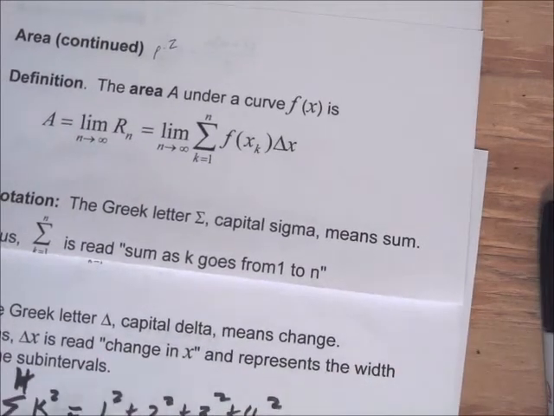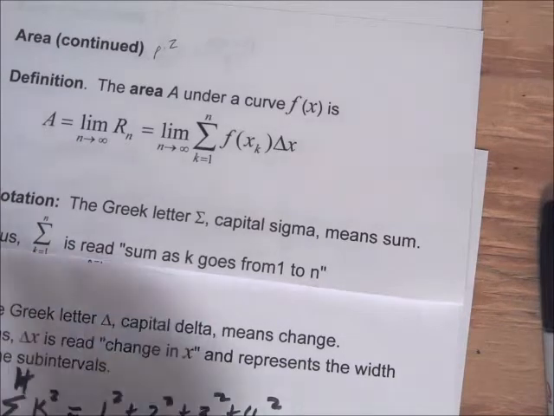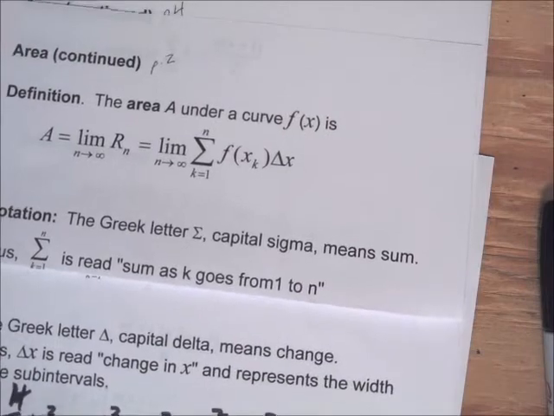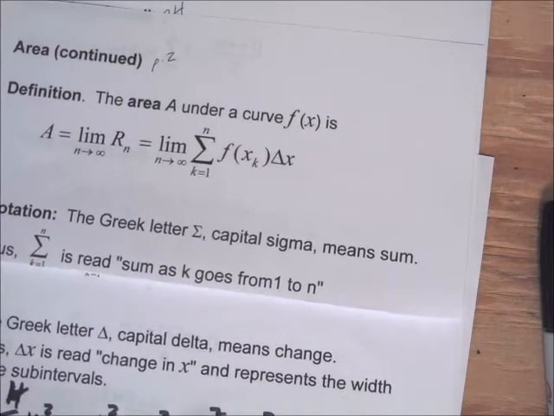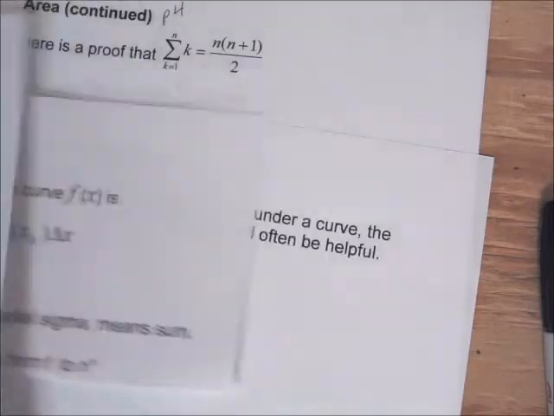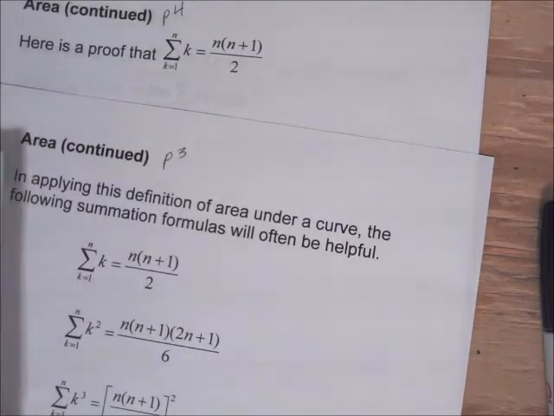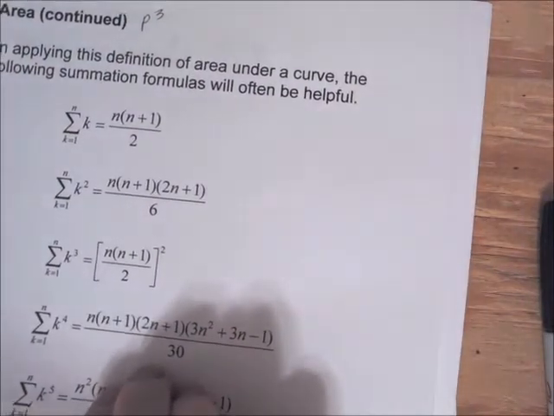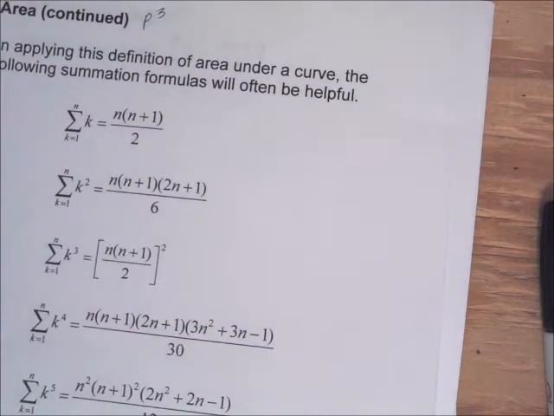And so eventually, if we increase the number of rectangles, the area of the rectangles gets closer and closer to the area under the curve. Okay, so there are some shortcut formulas that are going to be helpful.